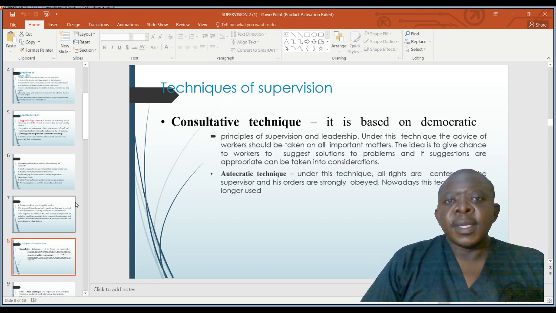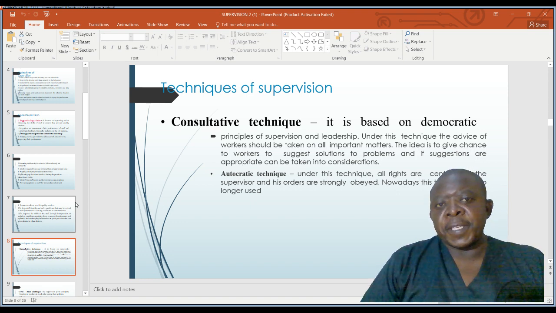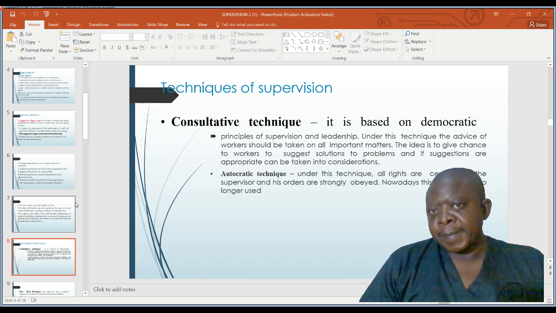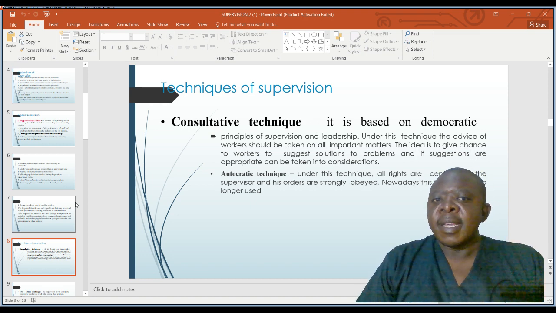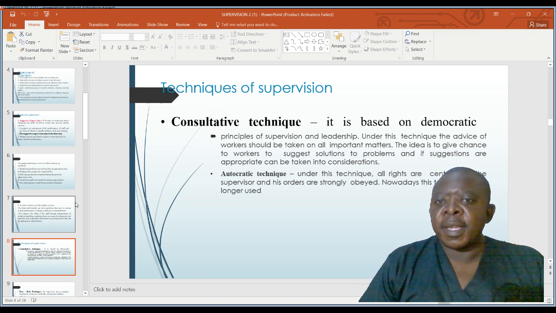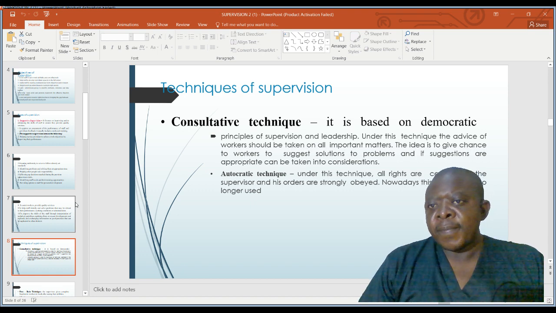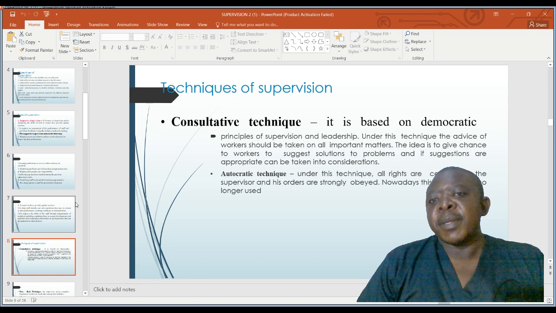So, techniques of supervision. Some of the techniques that you can use in supervision include the consultative technique. It is based on democratic principles of supervision and leadership. Under this technique, the advice of workers should be taken on all important matters. The idea is to give chance to workers to suggest solutions to problems, and if suggestions are appropriate, they can be taken into consideration.